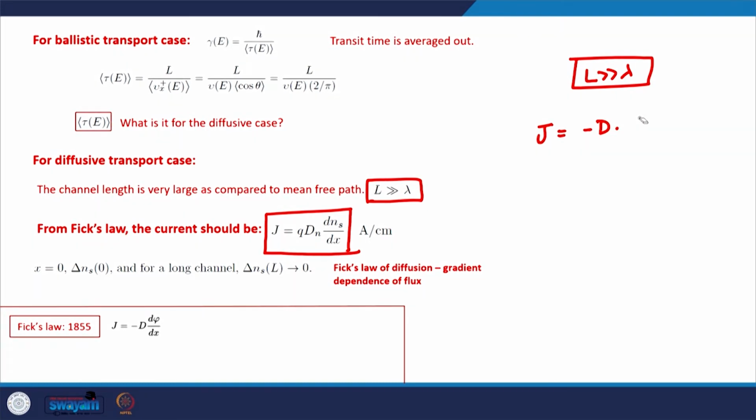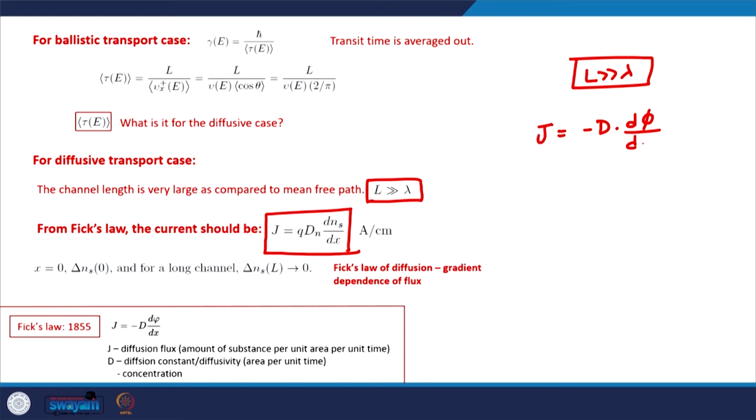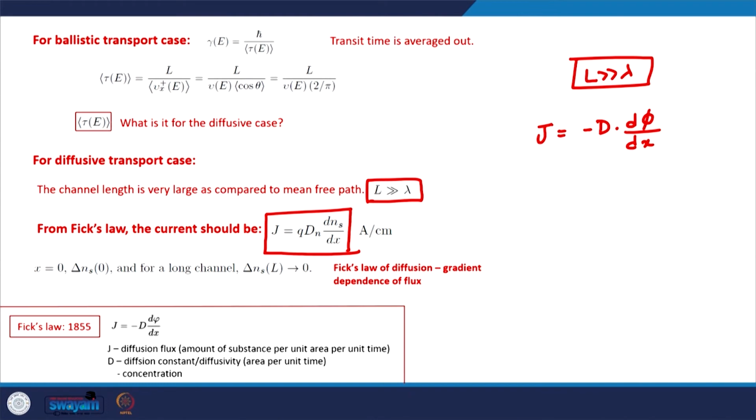So, it was given by Fick in 1855. That was around the time when Coulomb's law and the very basic building blocks of electrical engineering were being formulated. This is also the same time when Fick's law was given, and according to Fick's law, the flux, or the amount of substance per unit area per unit time.